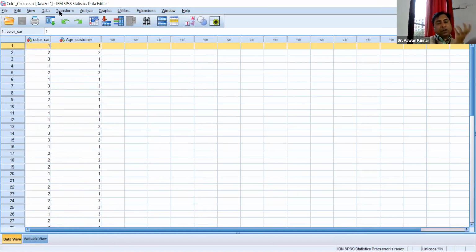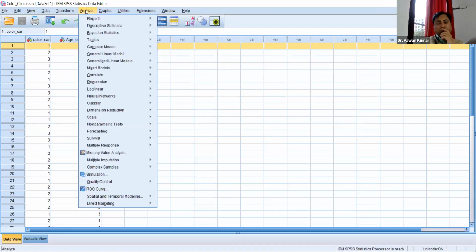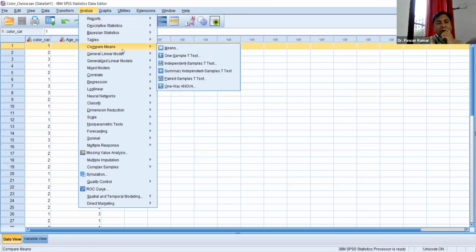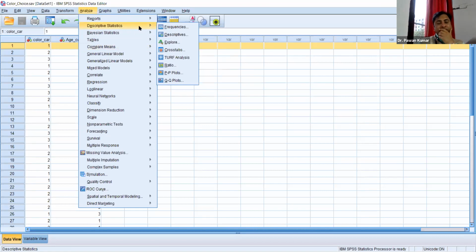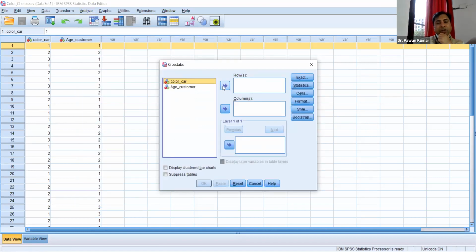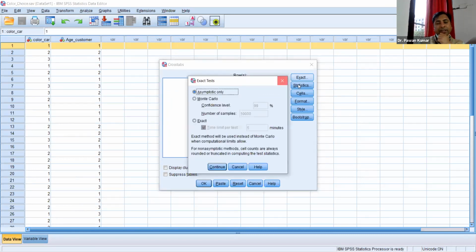Now what is the process? The process is very simple. Go to Analyze, please note down the steps. Don't click on Compare Means, because we have already done that. Compare Means is a parametric test. So we are going to go to Descriptive Statistics. In Descriptive Statistics, you have Crosstabs, cross tabulation. Click on Crosstabs. When you click on it, you will pick color in the row and age in the column.